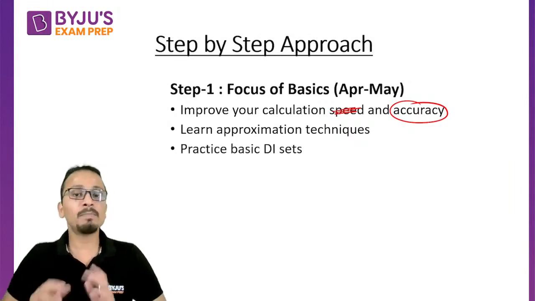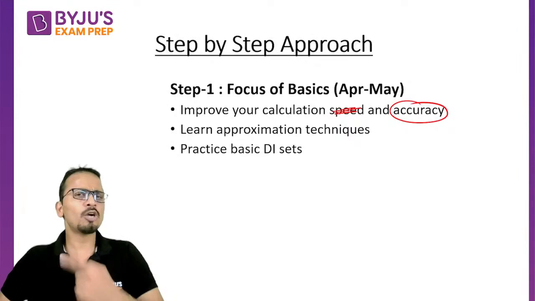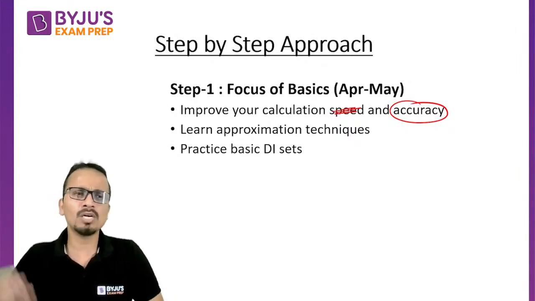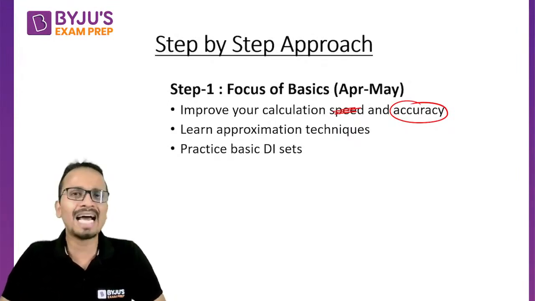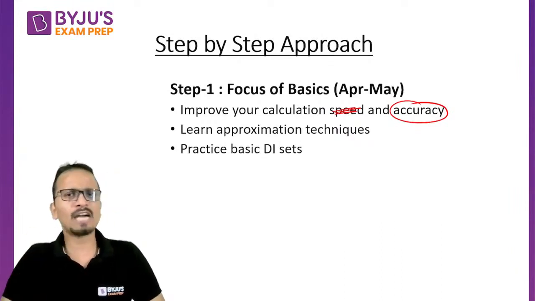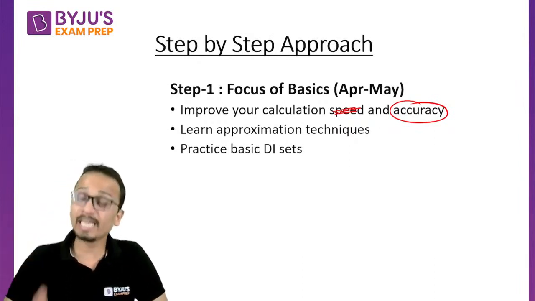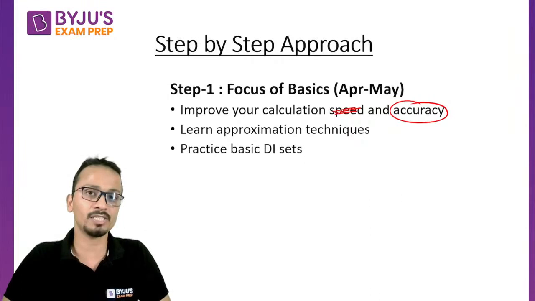Now next is practice basic data interpretation sets. So it is not required to directly jump to the level of difficulty which comes in CAT or IPMAT. You can start from very basic sets. You can start from tables or bar graphs or line graphs. But start from very basic sets in case you are below average in this particular section.